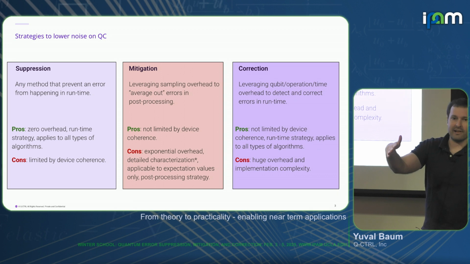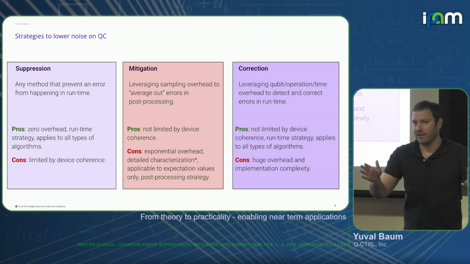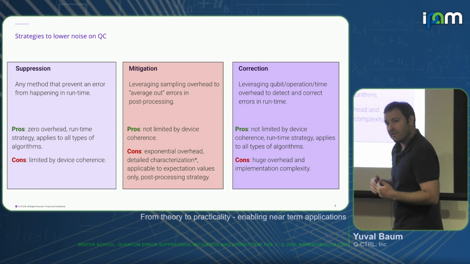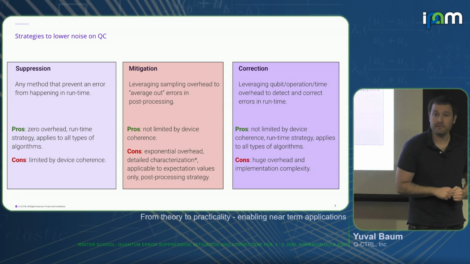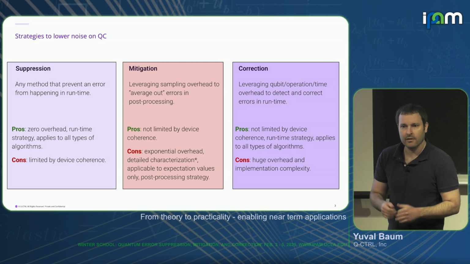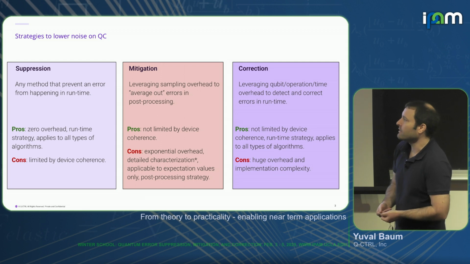Let's assume that I give you a device. It was fabricated already. Maybe it's a good device, maybe it's an amazing device, maybe it's a horrible device, but this device has some limits. The question is, can you run algorithms that really push the device to its limit? Error suppression is trying to do that. We are trying as much as we can to suppress or even prevent errors from happening during runtime.